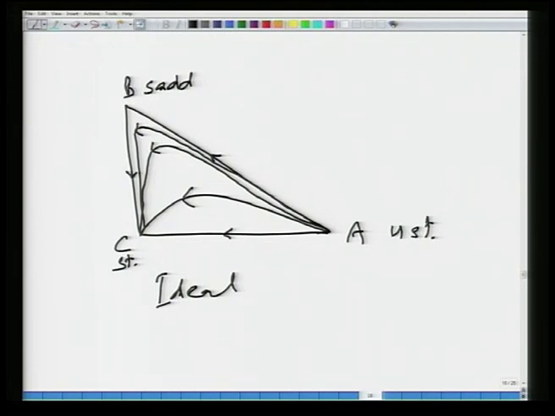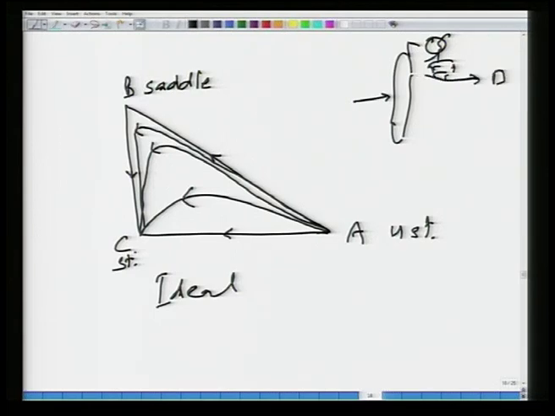Some residue curves emanate from it. So B is a saddle. Now intuitively, if you have a simple distillation column, this is essentially saying that your unstable node is something that can be your distillate composition, and your stable node is something that can be your bottoms composition. So you can have an ABC split, where you can have pure C and then an AB mixture, or you can have pure A and a BC mixture.